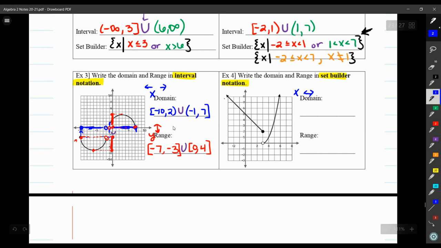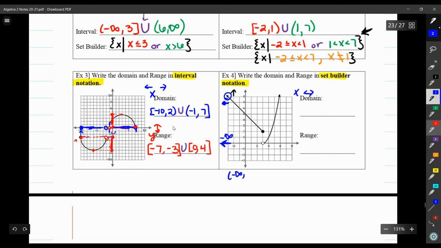So the furthest left, I see there's an arrow. Well, this arrow tells me two directions. This arrow tells me up, and it tells me left. So my graph is moving left forever. So down here on the x-axis, I'm going to put an arrow. And that's negative infinity. So my lowest value, I'm going to write it in interval, is negative infinity, comma.